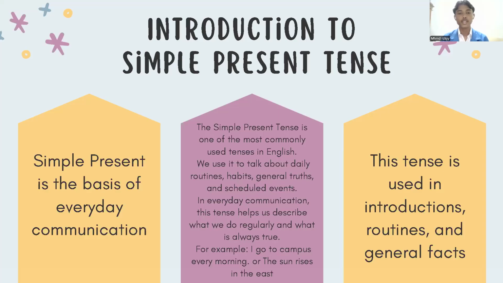Introduction to simple present tense. The simple present tense is one of the most commonly used tenses in English. We use it to talk about daily routines, habits, general truths, and scheduled events. In everyday communication, this tense helps us to describe what we do regularly and what is always true. For example, I go to campus every morning, or the sun rises in the east. Simple present is the basis of everyday communication. This tense is used in introductions, routines, and general facts.